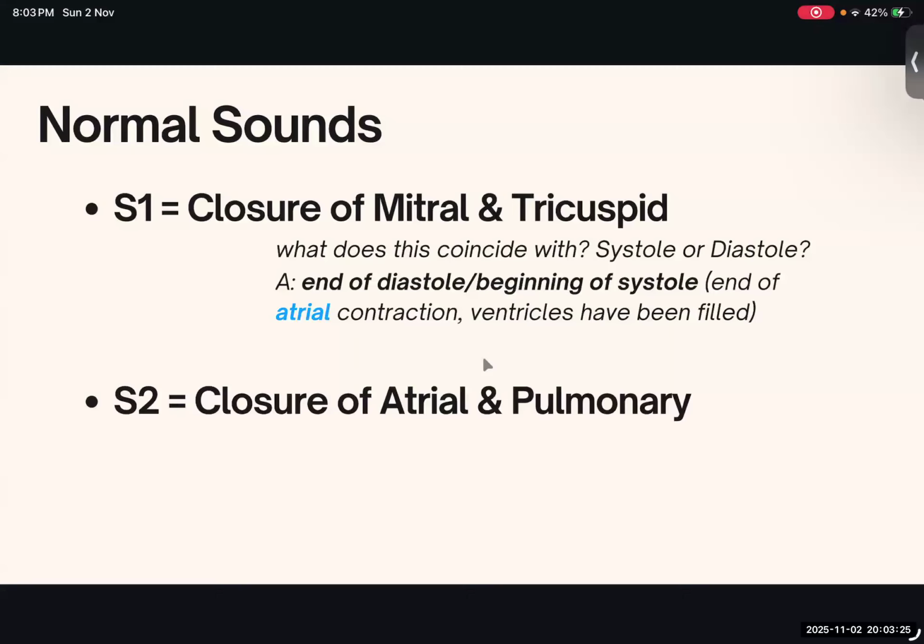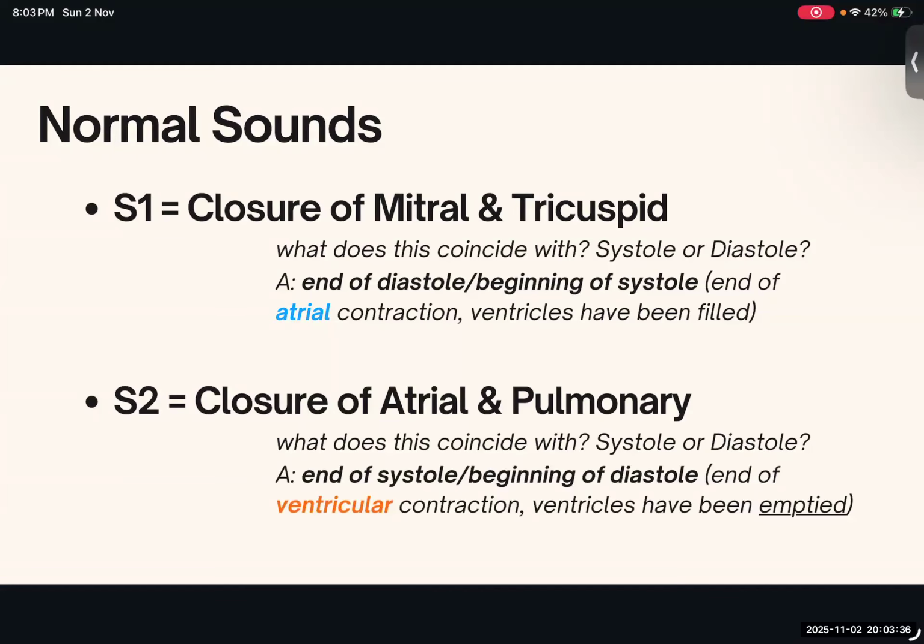Now, S2 is going to be closure of the aortic and pulmonary valves, or the ventricular valves. This is going to be the other end of the spectrum. It's going to be the end of systole, beginning of diastole. So we have pumped the blood out and the aortic and pulmonary valves are going to close because khalas, we finished this stage. You're going to hear a very loud sound. S2 is usually louder than S1.